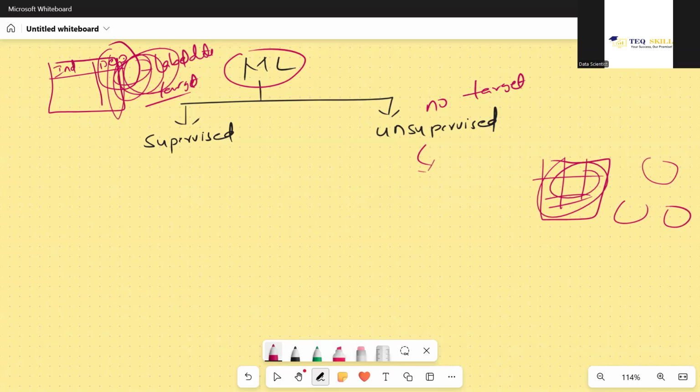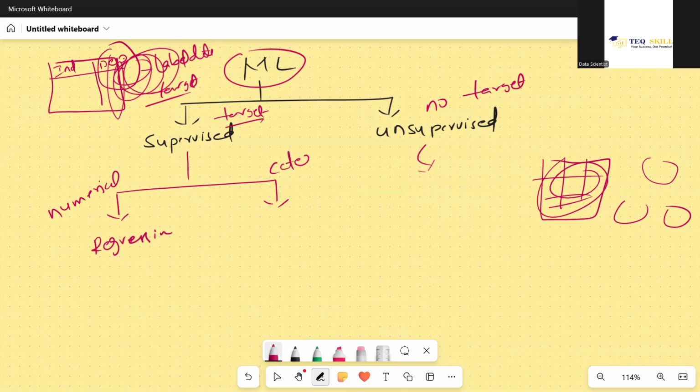If you have a target variable, it has two kinds of data types: it might be a number type, or it might be a categorical type. If our target variable is numerical, then you can apply regression models. If our target variable is categorical data, for example, whether an email is spam or not, or whether the person will achieve the goal or not, that kind of yes or no thing, then we call it classification models.